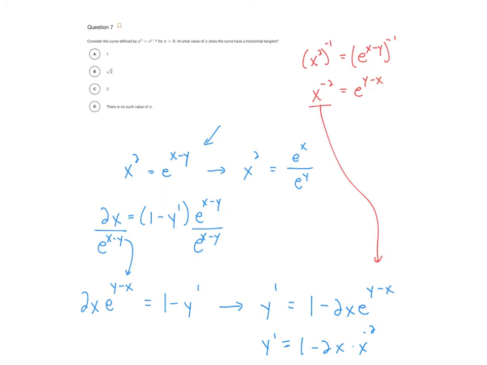Okay, so let me do that up here. That'll end up simplifying to be 2 over x. And you can just see, if x is 2, that works. Okay, and that's it.